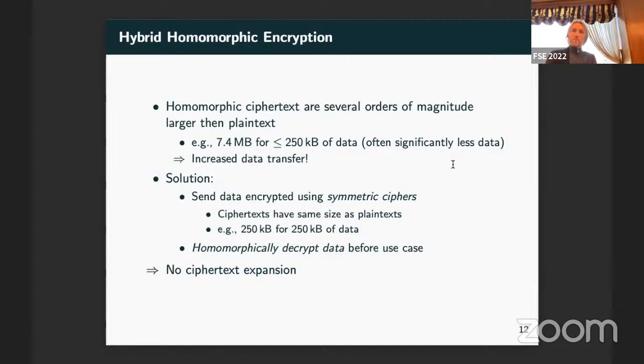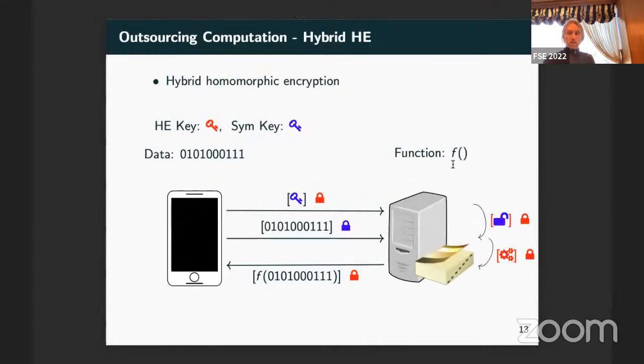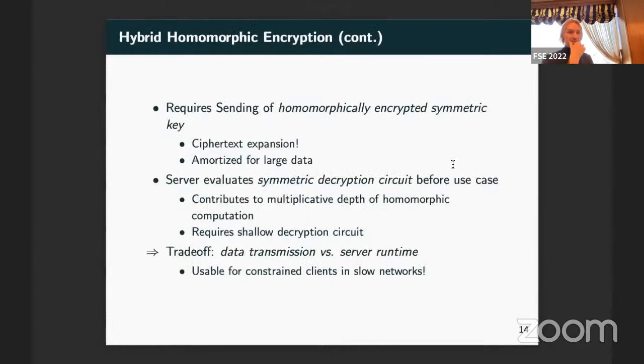If you would, however, encrypt the message that you have, the text that you have, or the image that you have, or whatever, with a semantic encryption scheme before, send that as a ciphertext to the server, and then only homomorphically encrypt the key for this semantic encryption scheme, then essentially you have addressed the ciphertext expansion. So that's the theory, right? Here, my illustration for that.